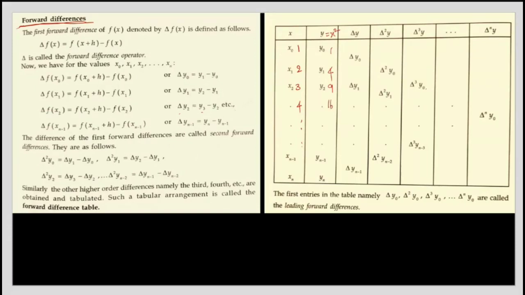If I want to find the difference on y0, it means next step minus previous step, that is y1 minus y0. 4 minus 1 is 3. The difference on y1 is y2 minus y1, so 9 minus 4 is 5. In this way we find the difference table, and it will continue. Like order in differential equations, there will be order in differences also. So this is the forward difference table.